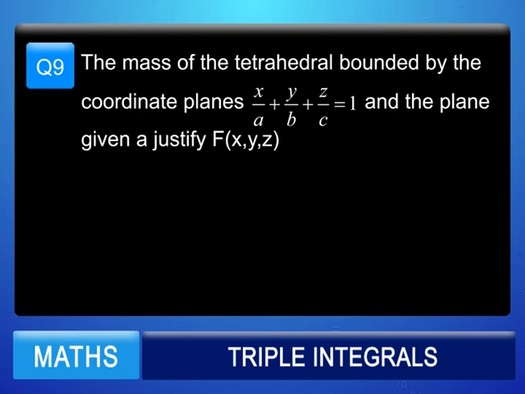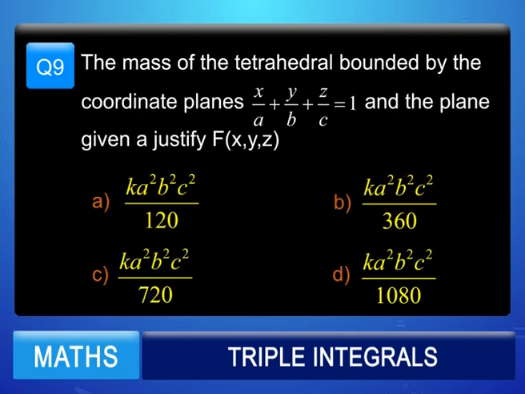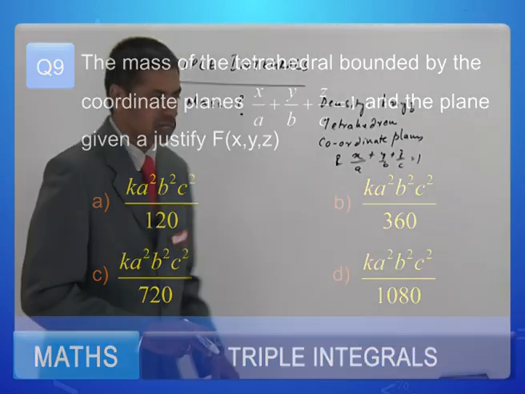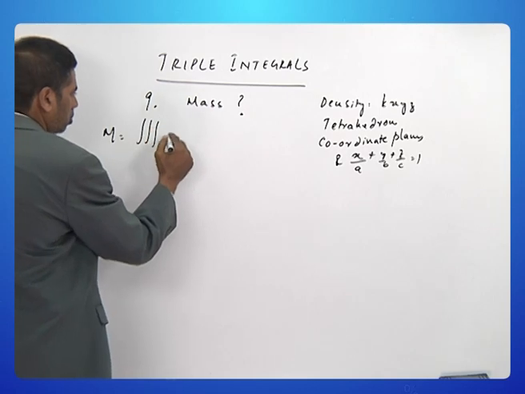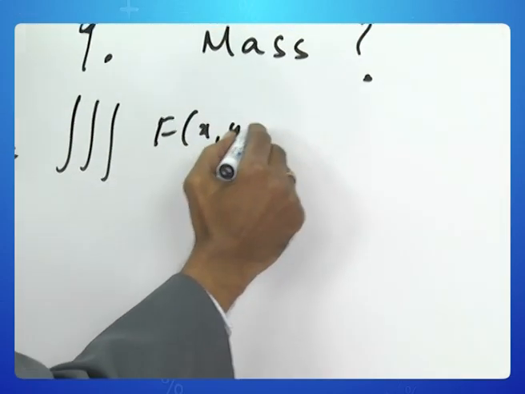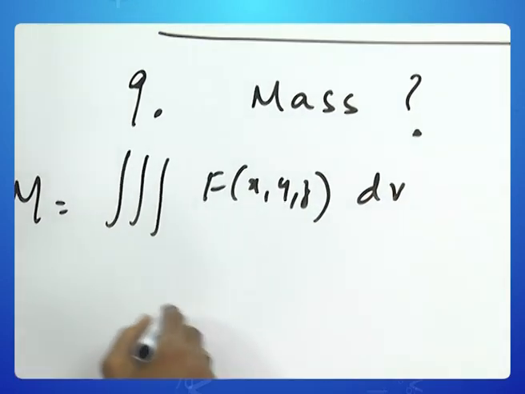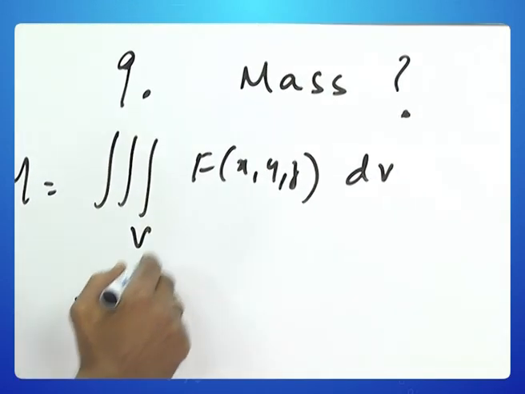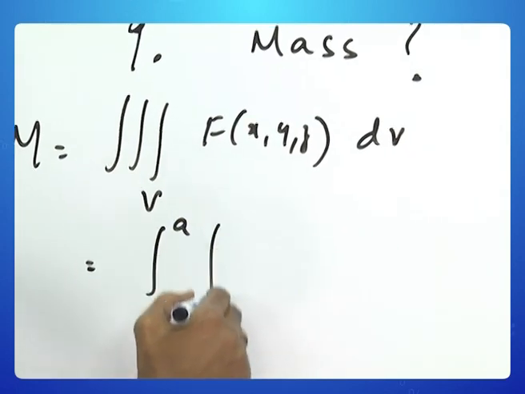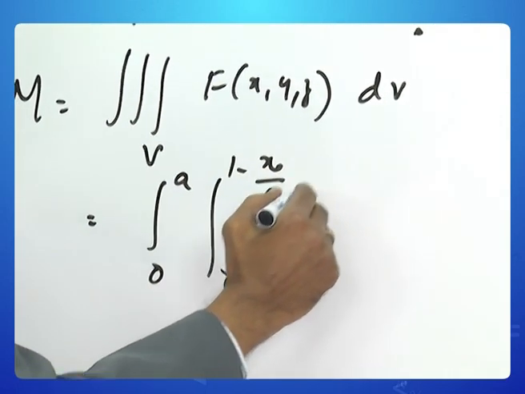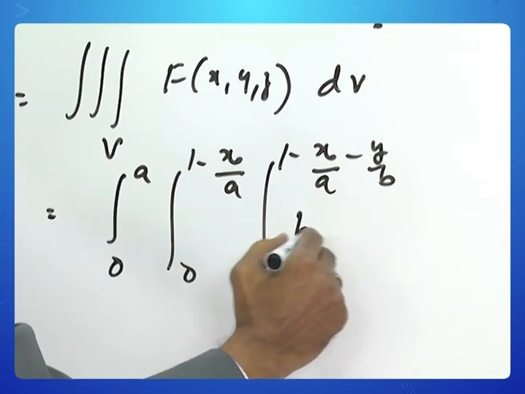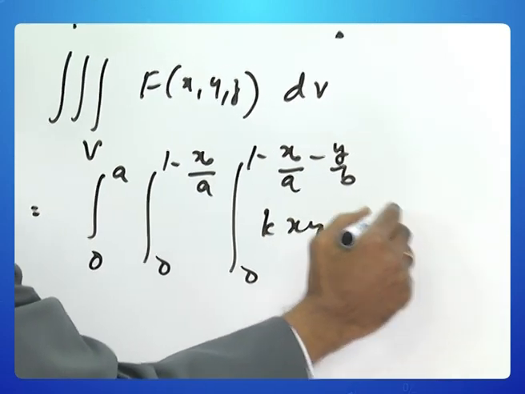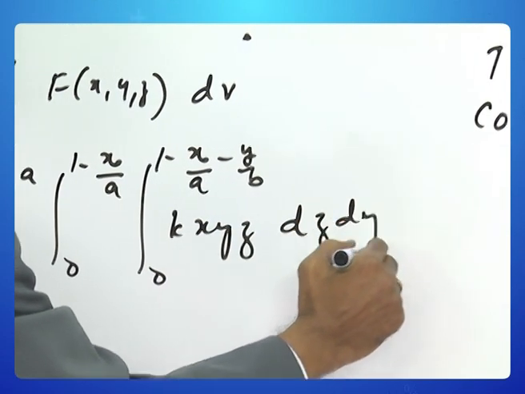Let's find out the mass of this solid. It's a tetrahedron bounded by coordinate planes and a plane x by a plus y by b plus z by c is equal to 1. So mass is equal to volume integral f of xyz dv. So in this question, we'll have 0 to a, 0 to 1 minus x by a, 0 to 1 minus x by a minus y by b, kxyz dz dy dx.